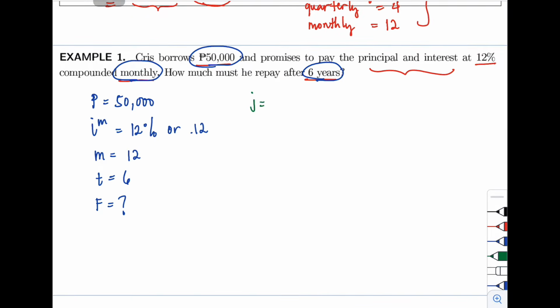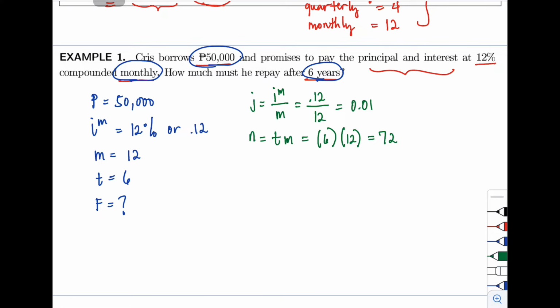Okay, unahin natin si J. So, ang J natin is equals to nominal rate, ayun yung ating I raised to M, over yung frequency of conversion. Okay, so in our given, ang ating nominal rate is equals to 0.12 divided by yung ating M, which is 12. So, this is equivalent to 0.01. Okay? Then, yung ating N naman is equals to time times M. So, dito sa given natin, ang T natin is equals to 6. Then, ang M natin ay 12. So, 6 times 12, guys, this is equals to 72.